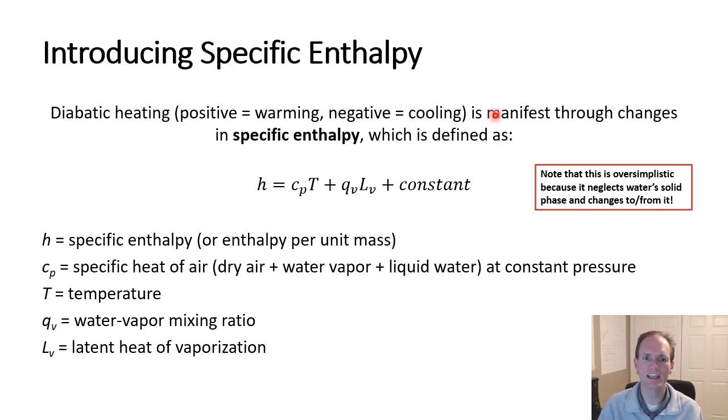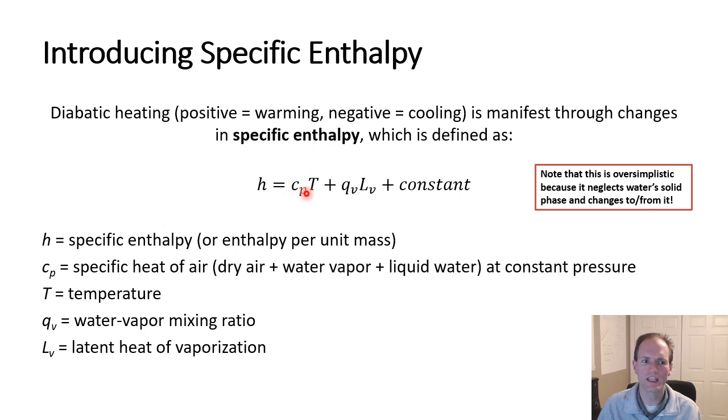But diabatic heating is manifest as changes in specific enthalpy, which is defined as the following. So we have specific enthalpy here on the left. Then we have C sub P times T. So the C sub P is the specific heat of air. So there's dry air, there's moist air, there's even liquid water within the air. In this case, we're being very overly simplistic. We're neglecting ice phase stuff, which is okay in most levels of the tropics, especially near the surface. But again, this is just a bit of a simplification.